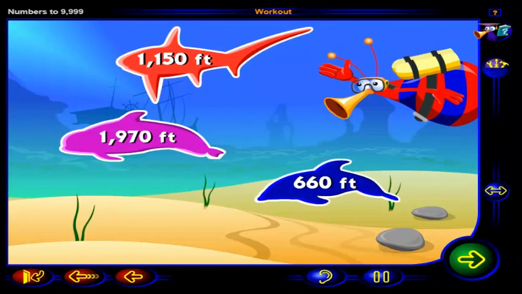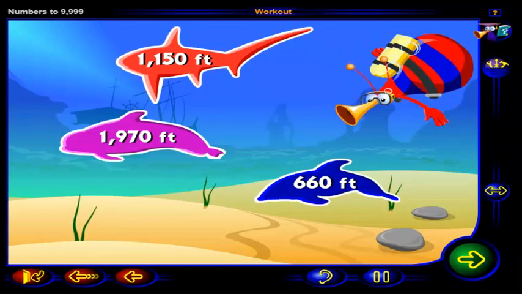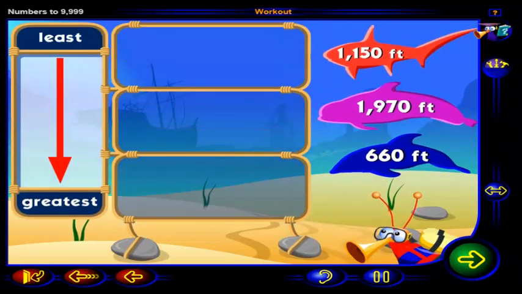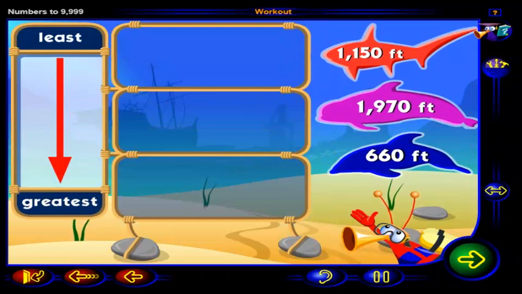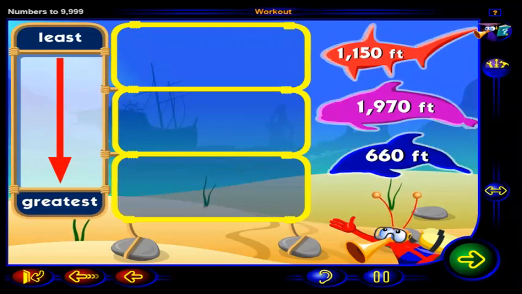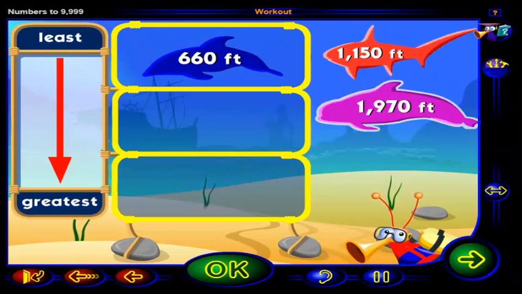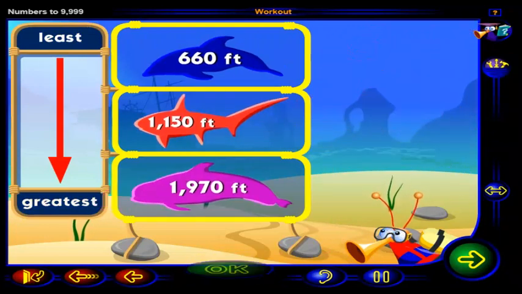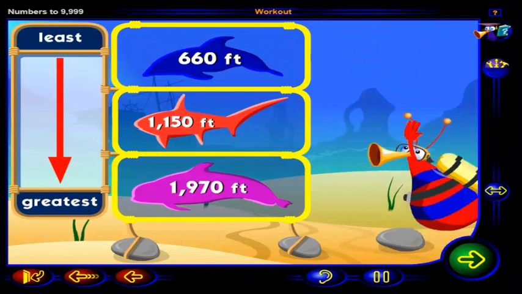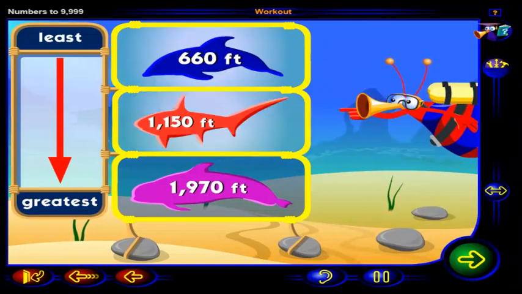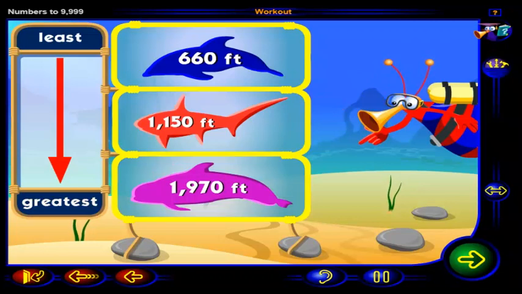Let's arrange these sea animals to show how deep they can dive. Drag each sea animal into place to put the depths in order from least to greatest. Click OK when you're done. That's it. The dolphin goes here, the shark goes here, and the whale goes here.